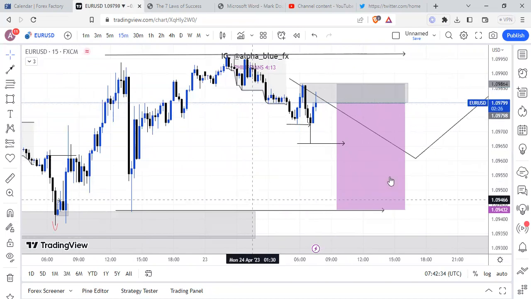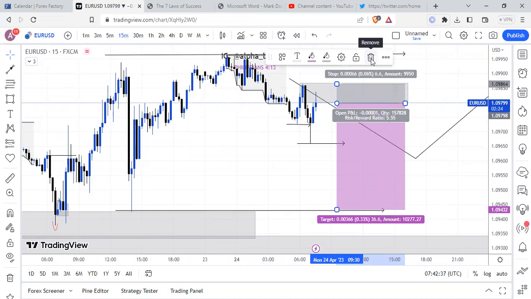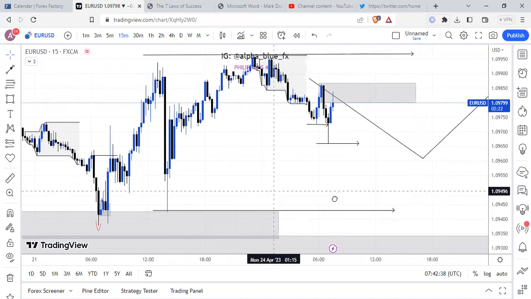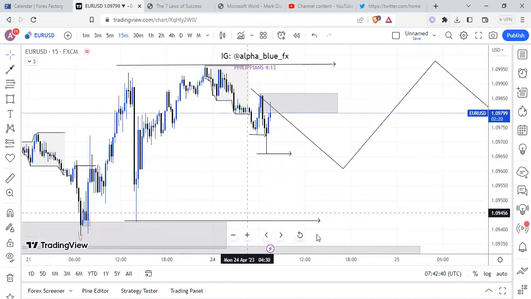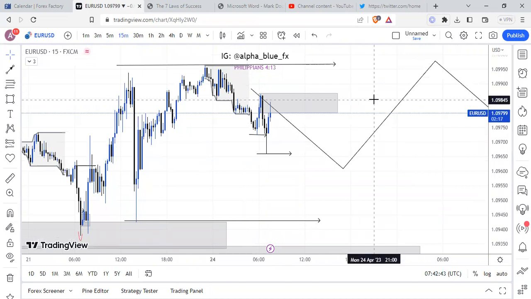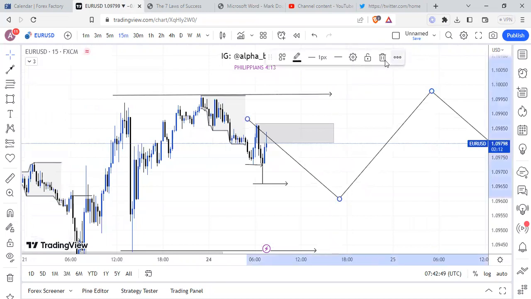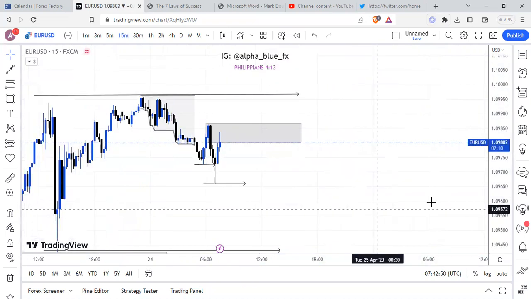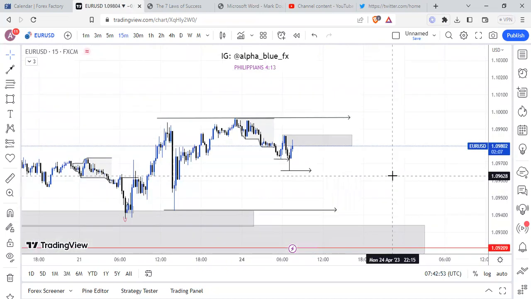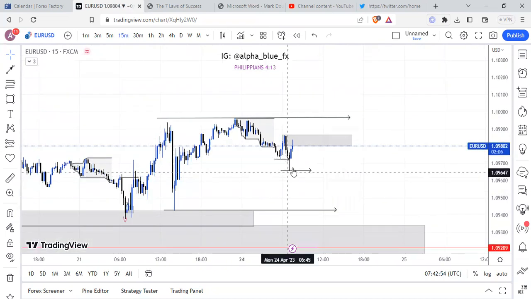So this is what I'll be doing. This is what I'll be looking out for. Then we may see it take out here before it buys. But if it doesn't buy, if it doesn't take out this, then we just wait for the market to do what it wants to do. Then we trade what we see. So this is the idea for today.